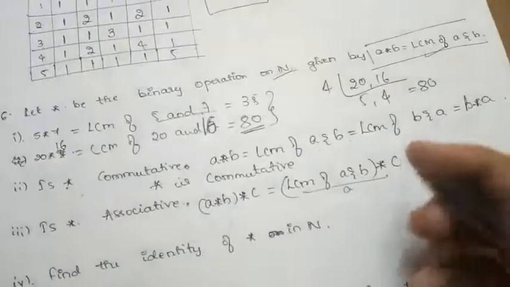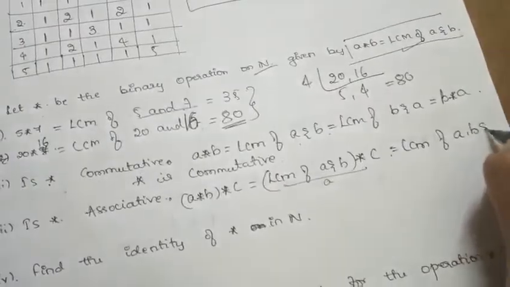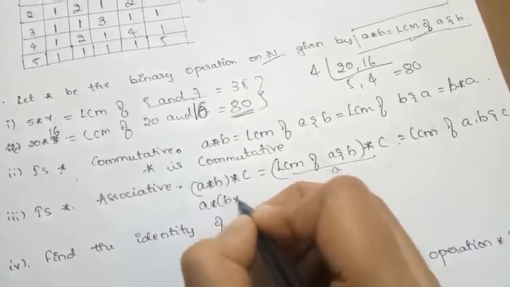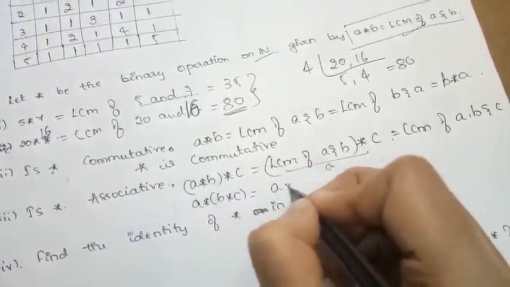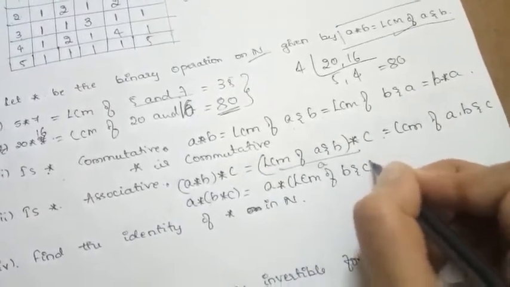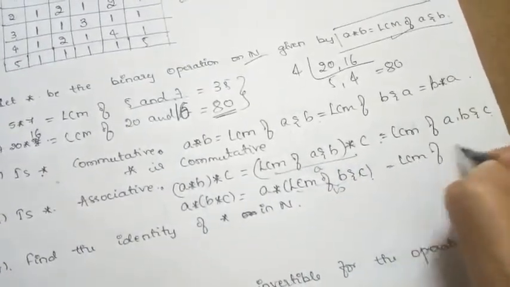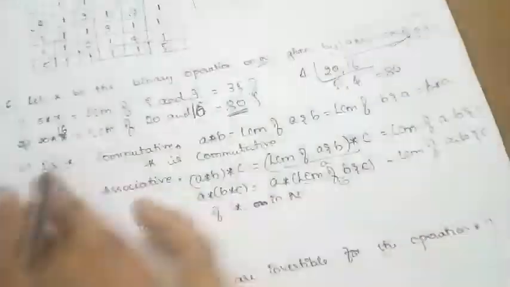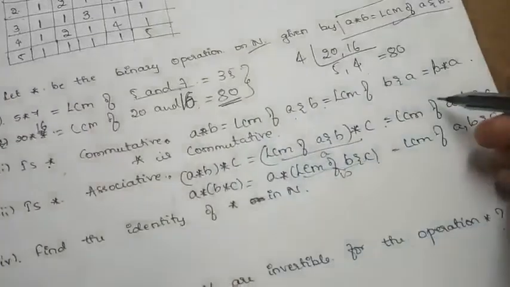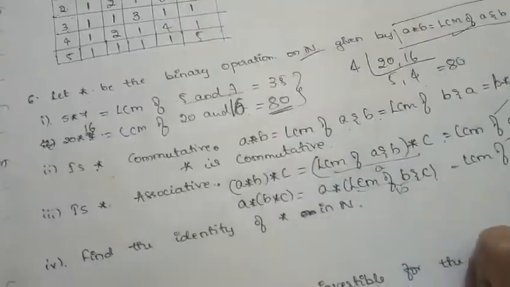So obviously what we are going to get finally is LCM of A, B and C. Similarly, if I take A star (B star C), what does that imply? According to the definition, it is LCM of B and C. So if I consider this one as B, what we are going to get is LCM of A, B and C. For any three natural numbers, this is obvious. If we compute either way, we finally get the LCM of the three numbers. So it is associative.